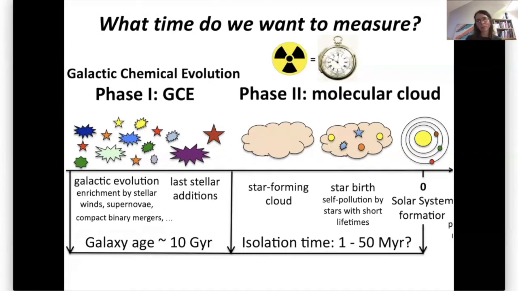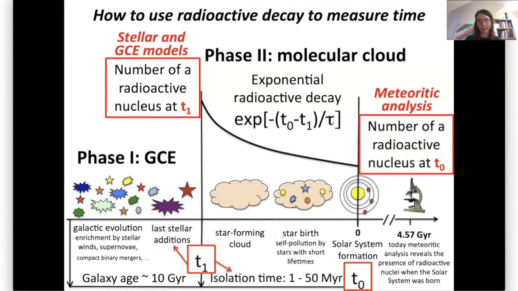But then there's a moment where the material that ended up in the solar system must have been incorporated into a star-forming cloud. And from the birth of the star-forming cloud to the birth of the sun, some time could also have passed. So if I can measure the moment in time when the star-forming cloud was born, maybe I can understand better what exactly the star-forming cloud was. And I can do that just using the exponential decay of these radioactive nuclei.